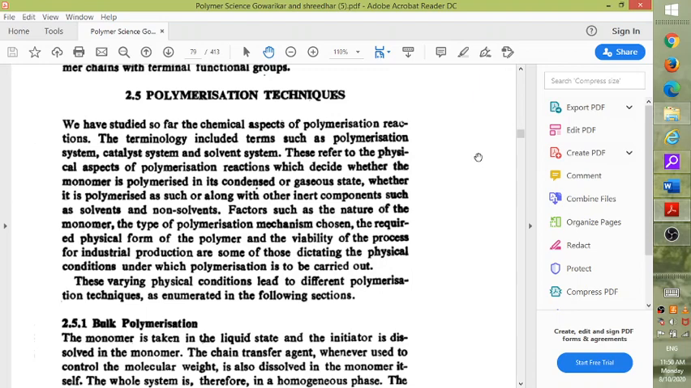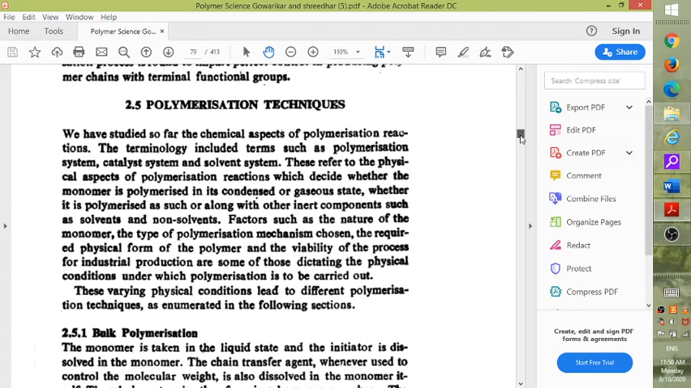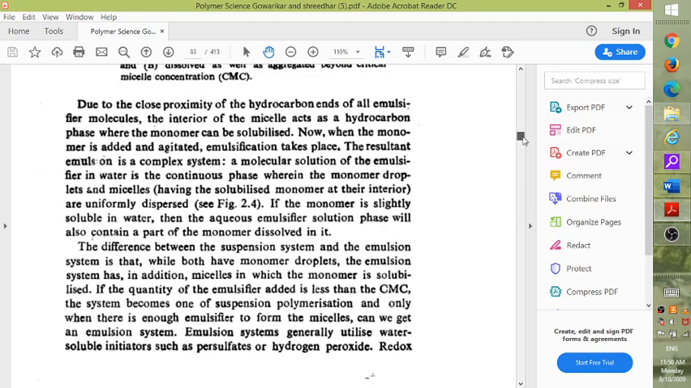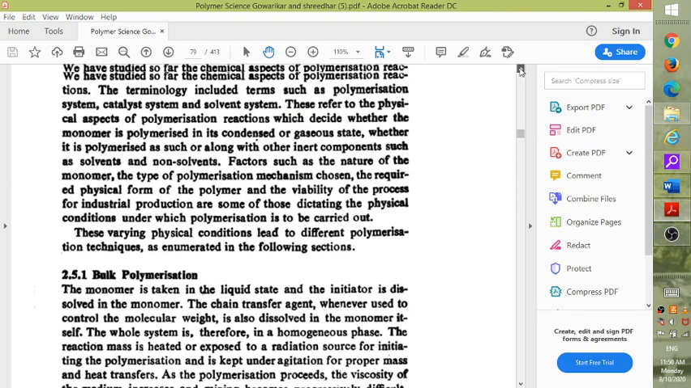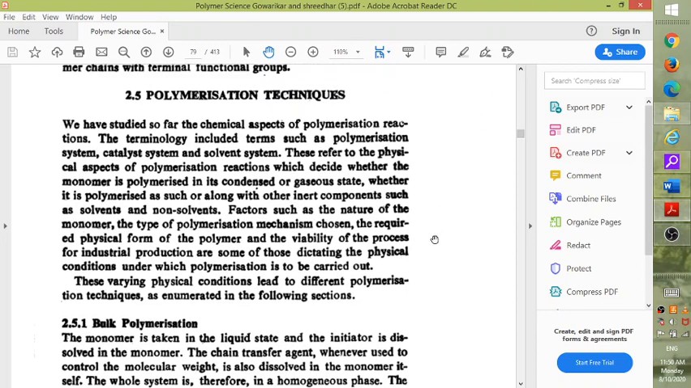Polymer Technology 1. So today we are going to see a topic which you have already seen in your organic chemistry in your first year, if you remember: polymerization techniques. People who know about polymerization techniques know that there are four main types: bulk, suspension, solution, and emulsion. So we're going to see them one by one today.